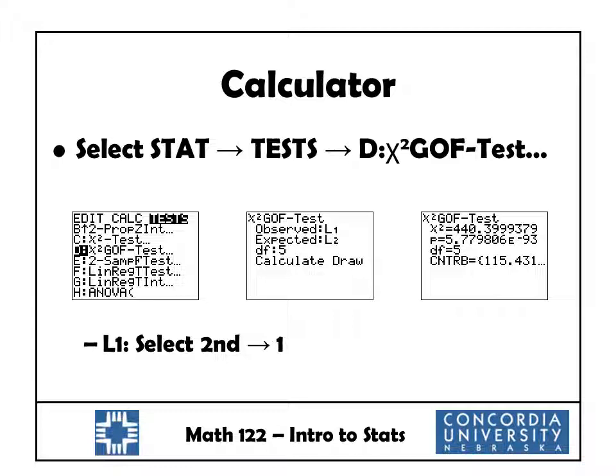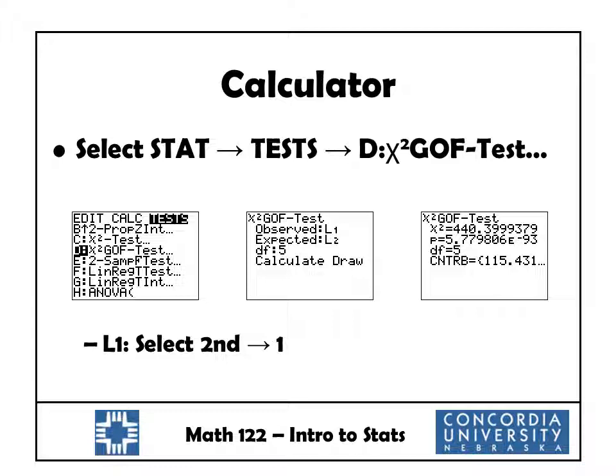Right below that you have the p-value. Notice in this case it's 5.7 times 10 to the negative 93. That means we have 0.0, now you have 92 zeros and then 5.7. In other words, it's an extremely small p-value. It's practically 0. Below that we have df, which is degrees of freedom.